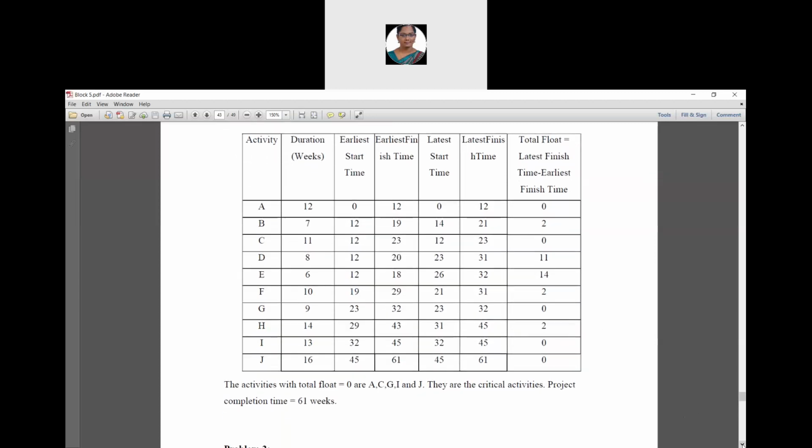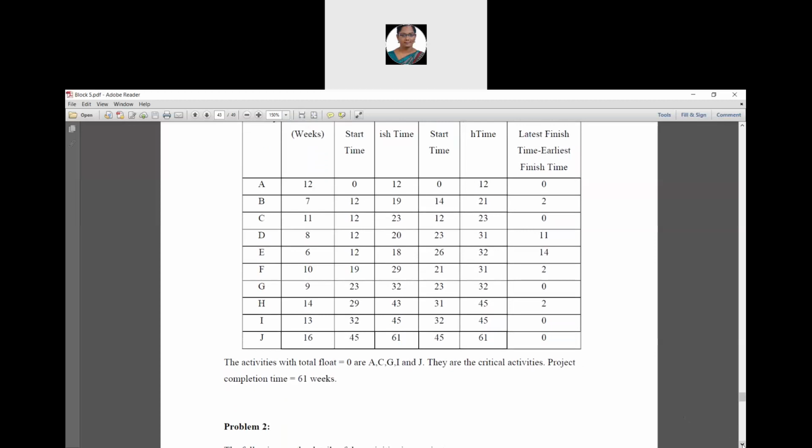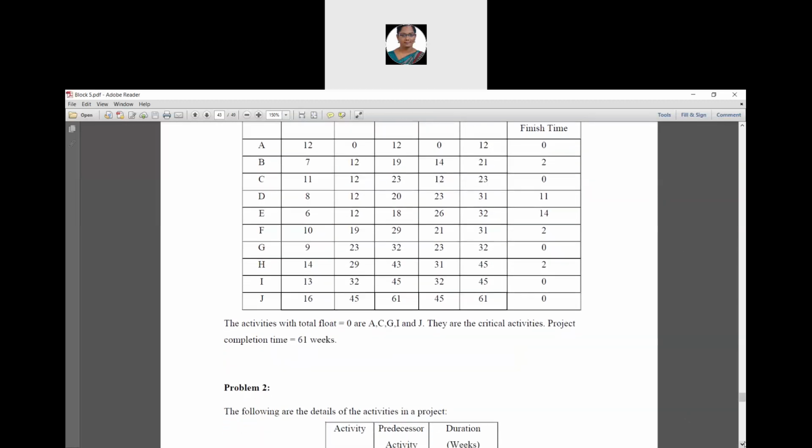The activities with total float values 0 are A, C, G, I and J. So they are called the critical activities and the project completion time is 61 weeks.